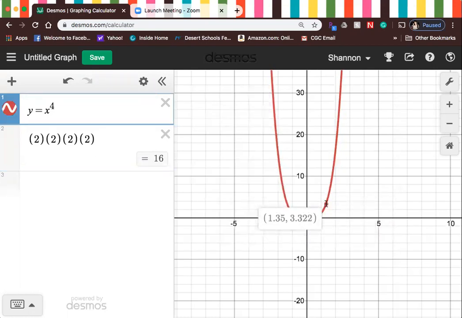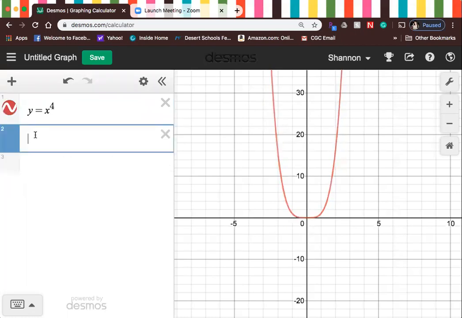You plug in positives, you get positives. That's why the arms are both up. Okay, that's a parent function. But what is it capable of? All right, I'm going to use factored form again.